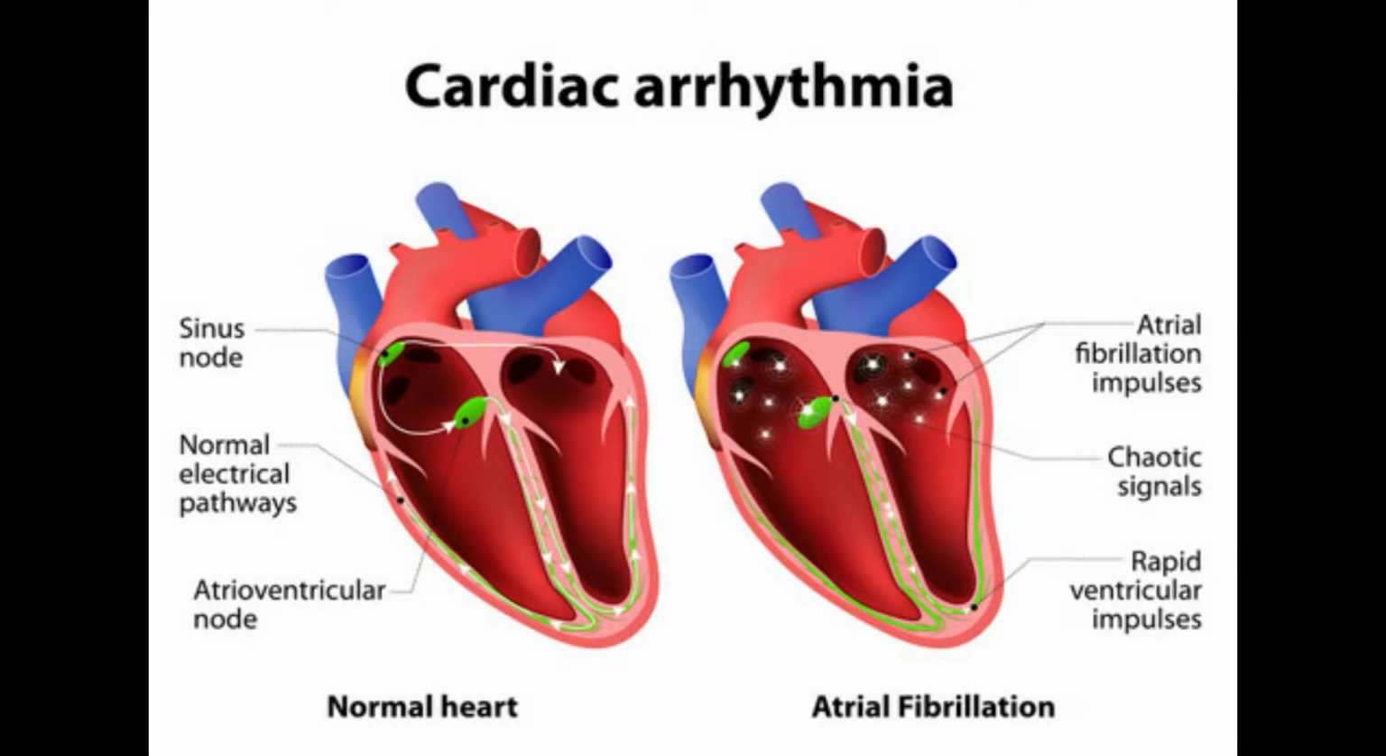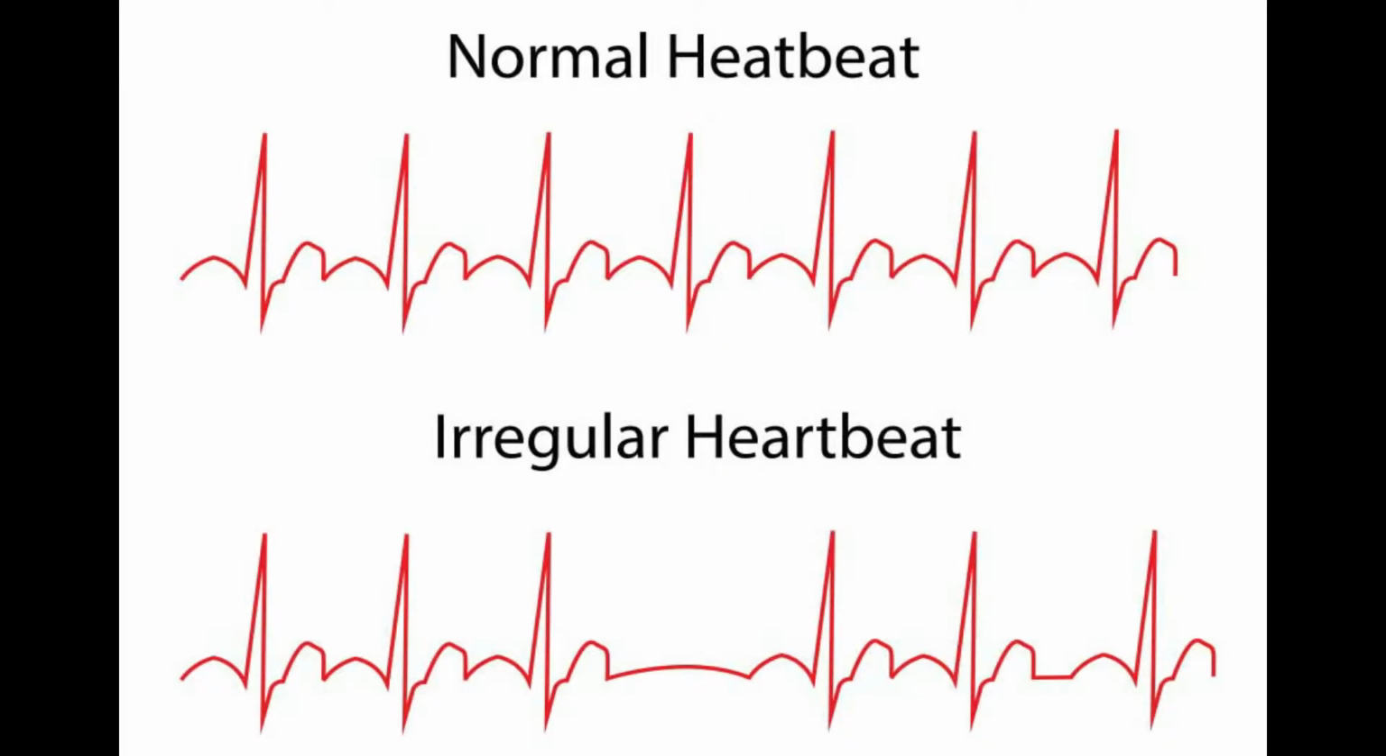Heart arrhythmias, also known as heart murmurs, occur when the electrical impulses that coordinate your heartbeats don't work properly, causing your heart to beat too fast, too slow, or irregularly.